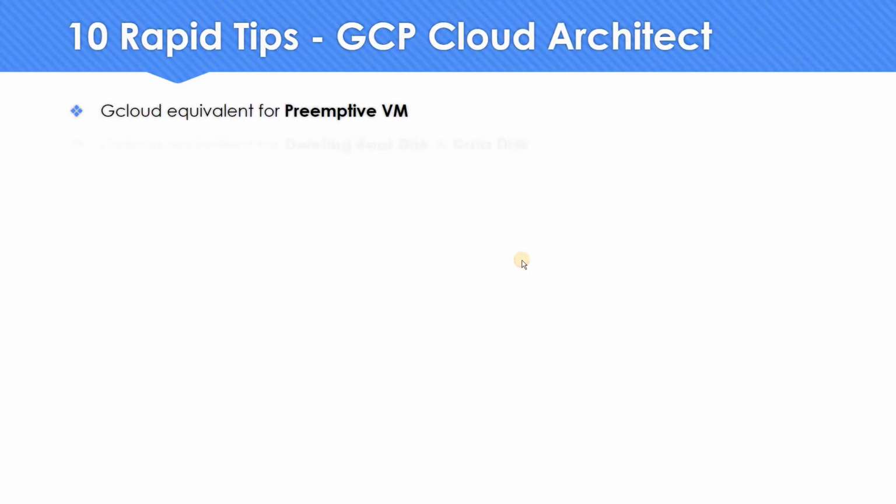Moving on to the second tip, again emphasizing on the G-Cloud command. In this case, it is with respect to the disk. So you will get a boot disk and a data disk. What is the option to delete your boot disk and your data disk? What is the G-Cloud equivalent?